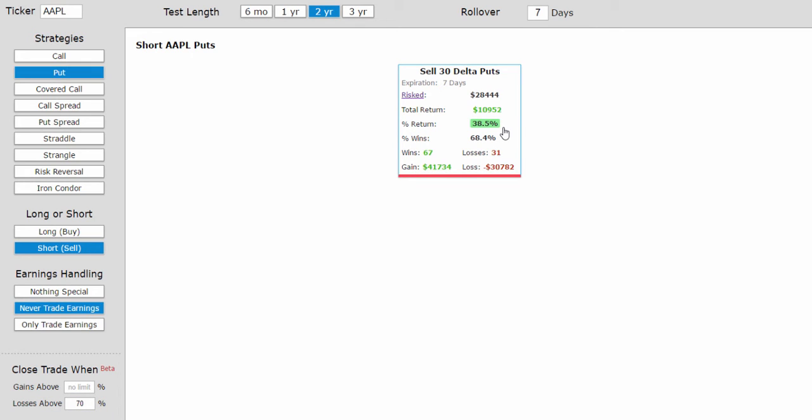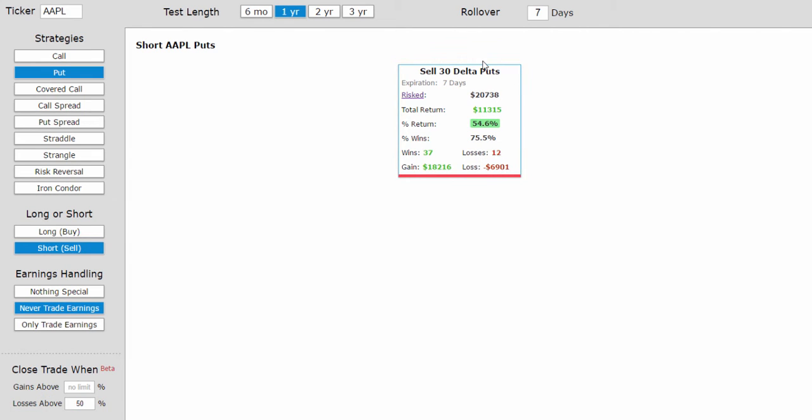So again, this makes us feel comfortable because we're coming to the same conclusion. If we're going to sell puts in Apple, we're probably going to avoid earnings and we're probably going to put in a stop loss, whether it's 50% or 70%, we're not sure yet. So the next thing I'm going to do is keep the stop here and go down to 1 year. And as expected, we're seeing a better return. We're seeing 53%. I'm just going to see what would have happened if I turned that 70 stop into a 50.